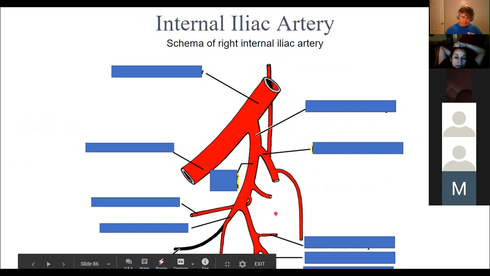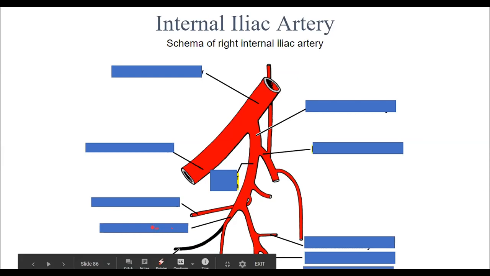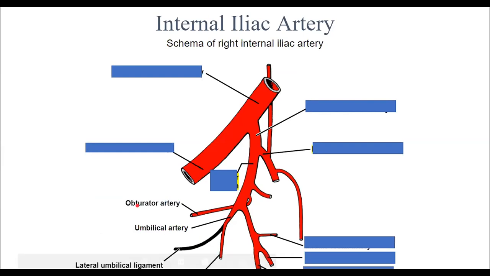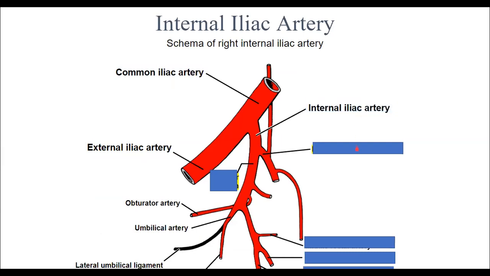Can't even see where we're at. I think it starts down here at the bottom. All right, let's skip to this one. Umbilical. Let's get that off the line. Ureter. External. Common. Internal. Posterior. Anterior.